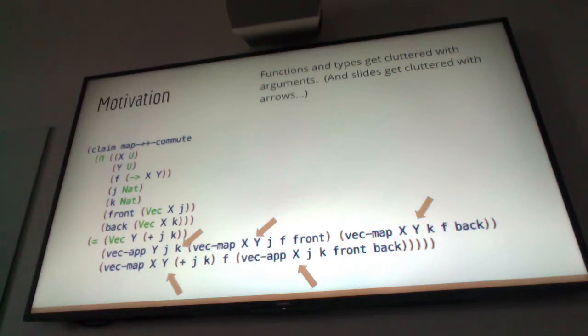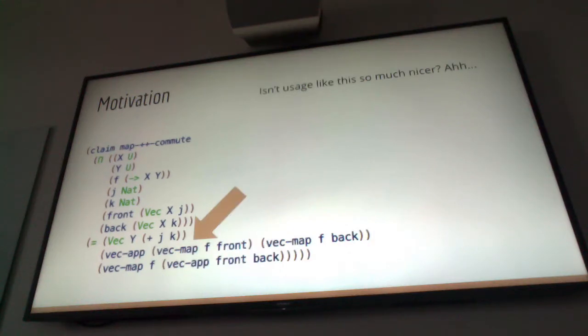The motivation being, this was a proof from our homework due tonight. We're trying to append and map on vectors, and we have tons of these arguments that get shown over and over again. If I was trying to show this to someone who didn't know about dependent types, they would have no idea what this is doing. They'd focus on, okay, this Y is probably really important. It's kind of not. This would be a lot nicer, right? Where we just see, okay, we're mapping F on the front, and then we're appending those two vectors.